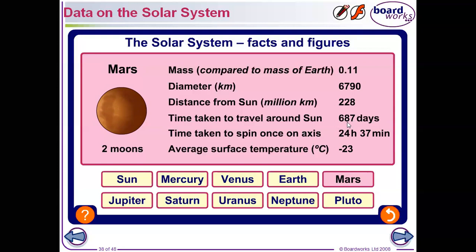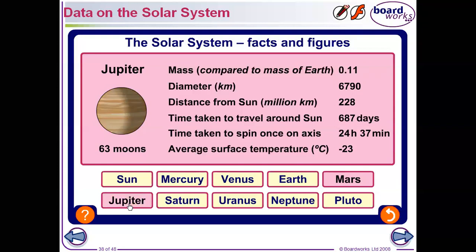And it takes 687 days, approximately 2 years, to move around the sun. Okay, the average temperature is minus 23 degrees.